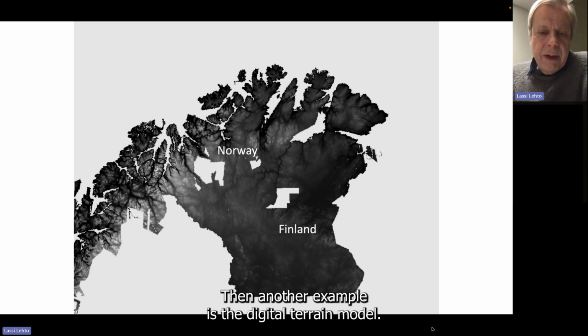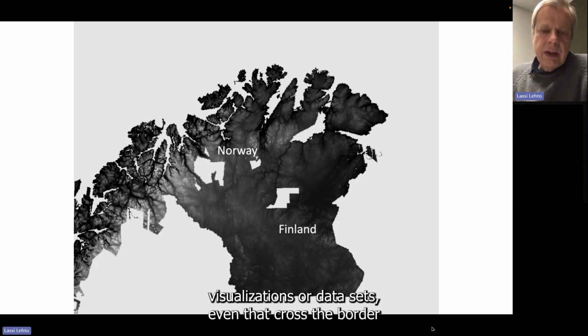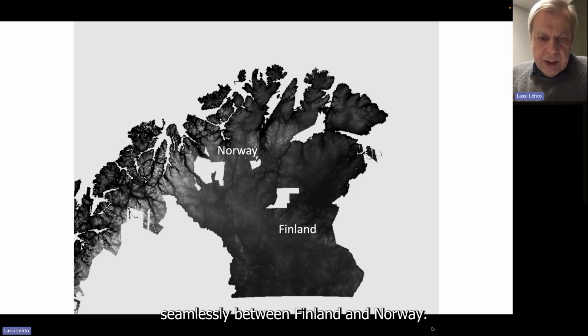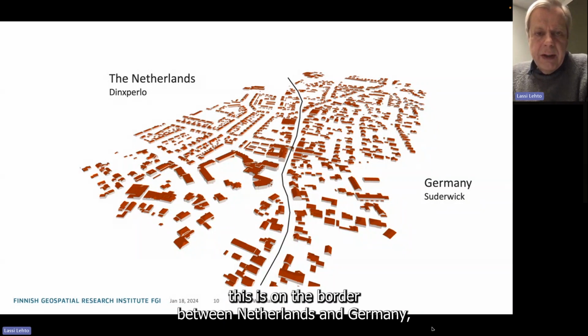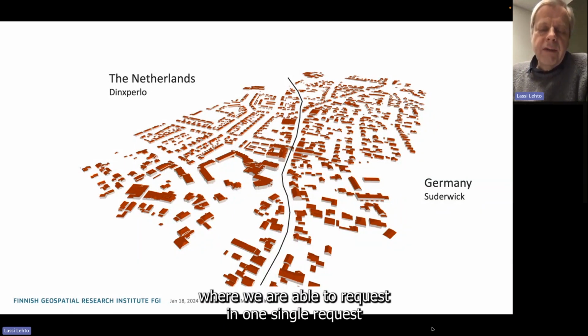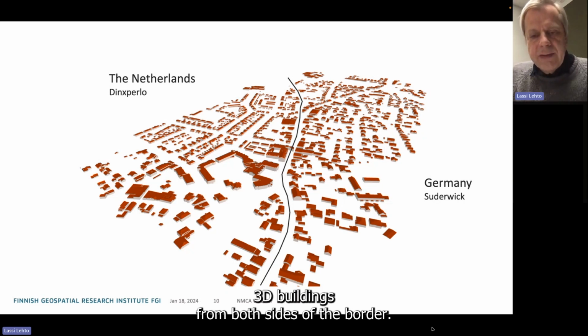Then another example is the digital terrain model. We can also get access to this kind of integrated visualizations or even data sets that cross the border seamlessly between Finland and Norway. Another example in the case of 3D buildings, this is on the border between Netherlands and Germany, where we are able to request in one single request 3D buildings from both sides of the border.